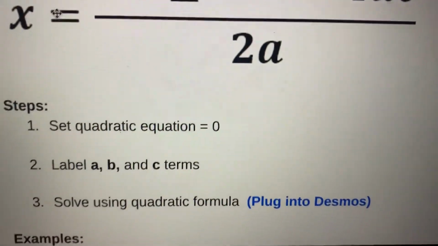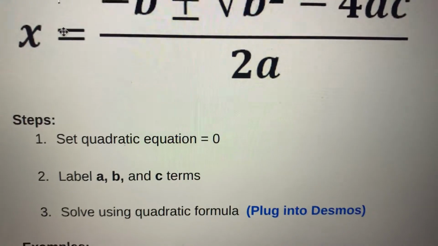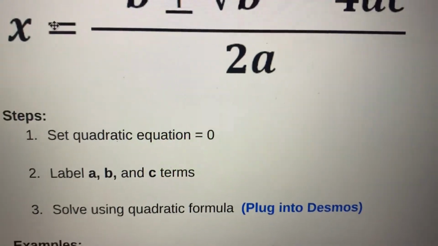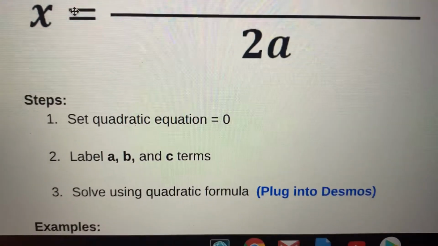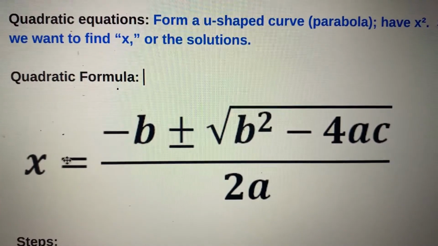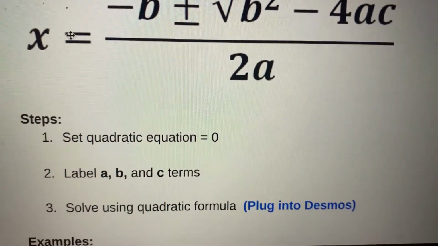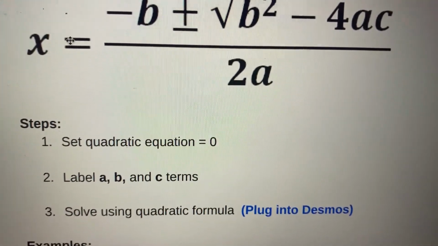Okay. The second step is we label the A, B, and C terms, which we've actually done before. That's not too tricky. And then we're going to solve using the quadratic formula. So we're going to take this here. We're going to plug in our A, B, and C in parentheses. And then you actually get to use Desmos to do all the algebra for you.